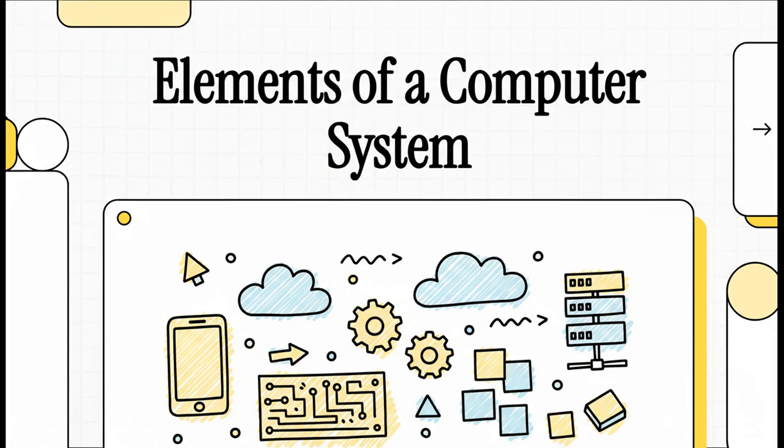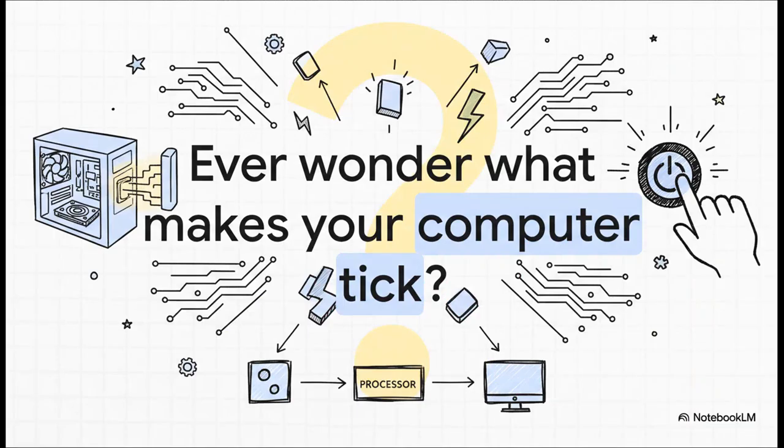Hey everyone, and welcome. We are about to dive deep inside the tech that, let's be honest, pretty much runs our world. From the phone in your hand to the massive machines predicting the weather, they all kind of share the same DNA. So in this explainer, we're going to break down the key parts that make any computer system tick. I mean, we use these things every single day, right? But what is actually happening inside that box when you press the power button? Well, that's exactly what we're here to figure out.